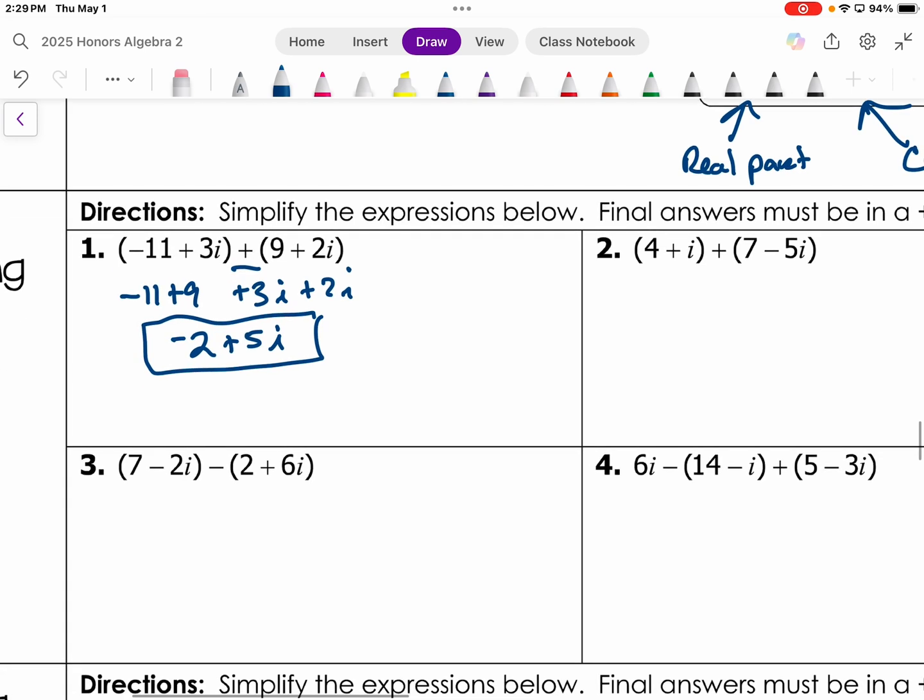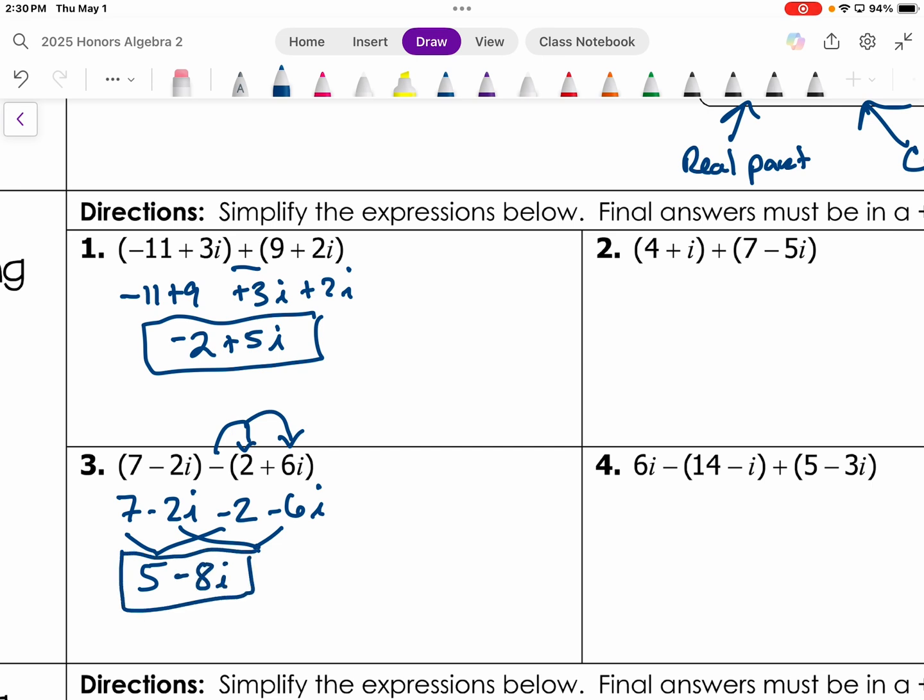Number 3, right below it, distribute that negative inside. 7 minus 2i minus 2 minus 6i. Now I would say 7 minus 2 is 5. Negative 2i minus 6i is a negative 8i. And then do I have my real number part first and the imaginary part second?